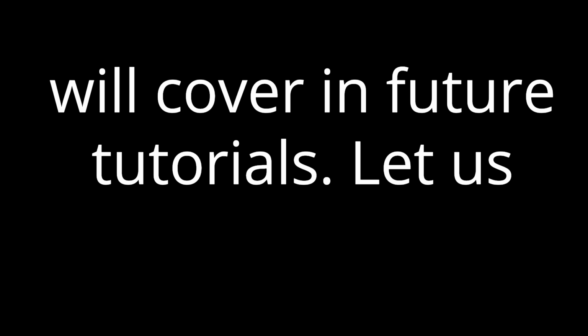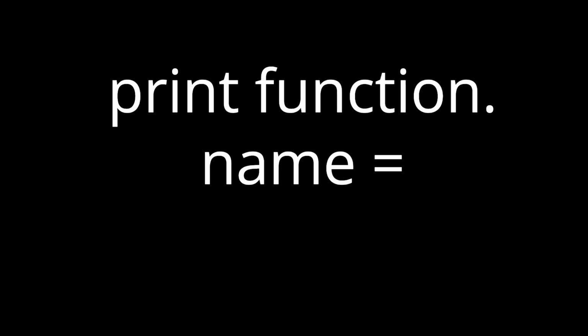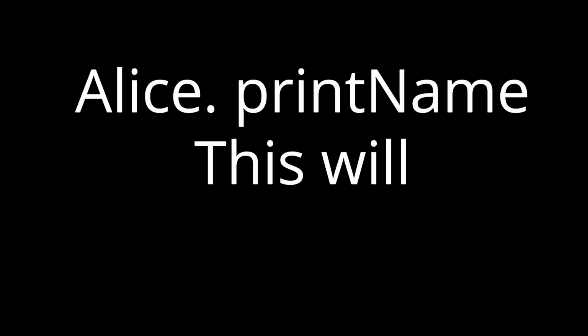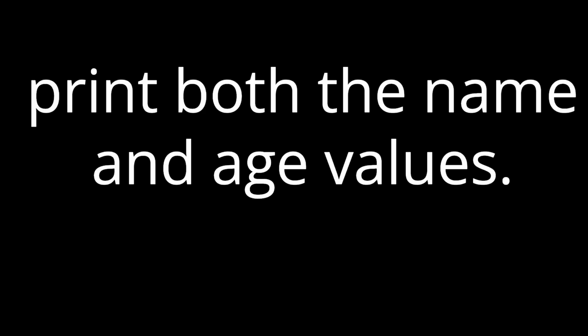Let us talk about printing variables. To display the value of a variable, you can use the print function. Example: name = "Alice". print(name). This will output the value stored in the variable name. You can also print multiple variables at once. Example: name = "Bob". age = 30. print(name, age). This will print both the name and age values.